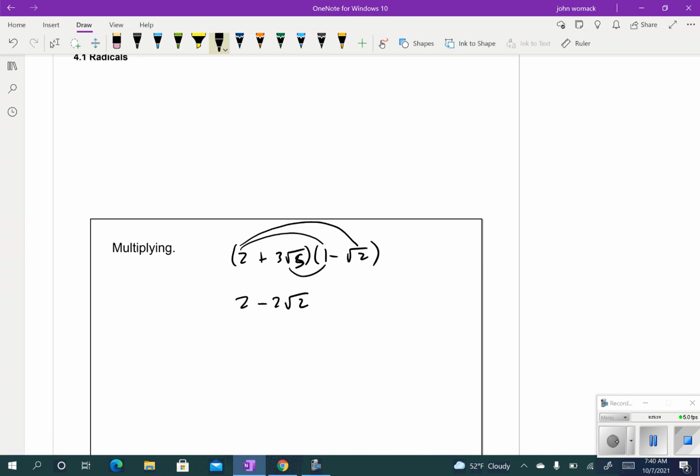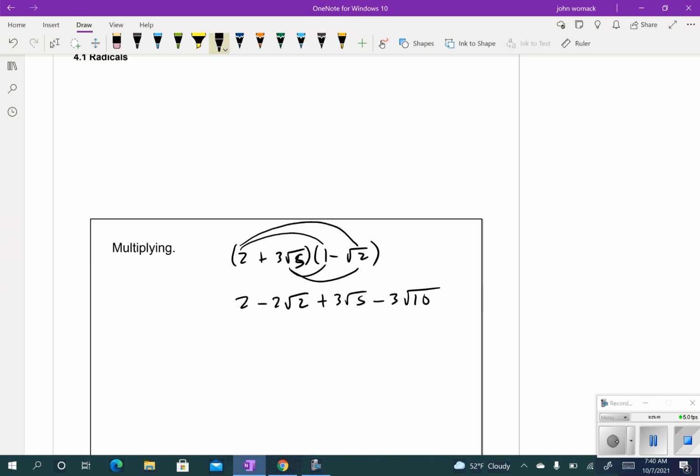Now I've got 3 square root of 5 times 1. And then I've got 3 square root of 5 times a negative square root of 2. Now, square root of 5 and square root of 2, they're both on the inside. You can multiply those. So it'd be minus 3 square root of 10, because 5 times 2 is 10.